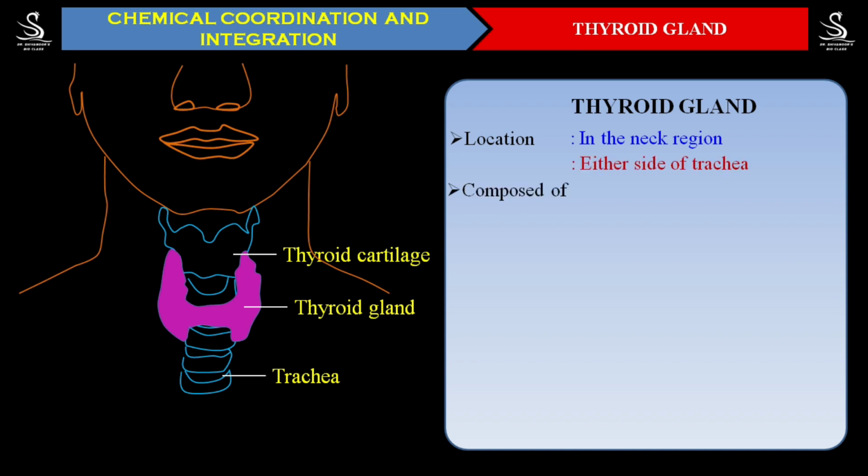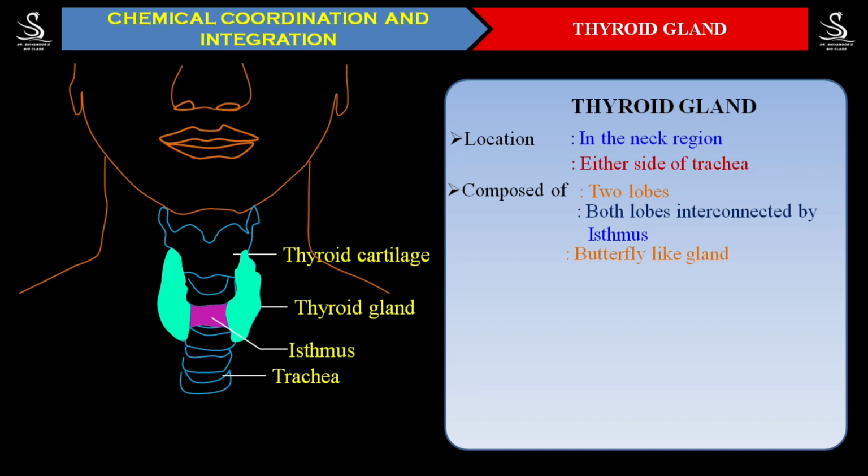Then it is composed of two different lobes. You are observing there the right and left lobes, and both these lobes are connected with the help of a ligament called the isthmus. Hence, it looks like a butterfly-like gland located in our neck region. And as I told, the thyroid gland is a very special endocrine gland. What is the speciality of this gland then?